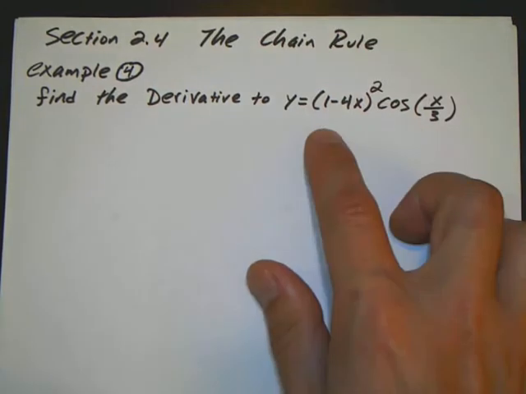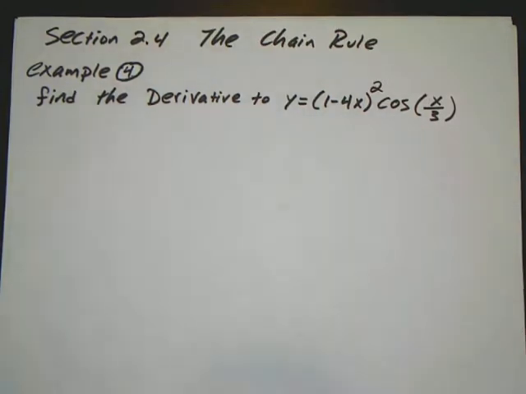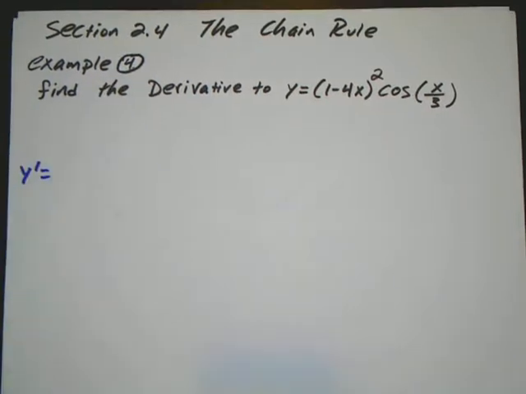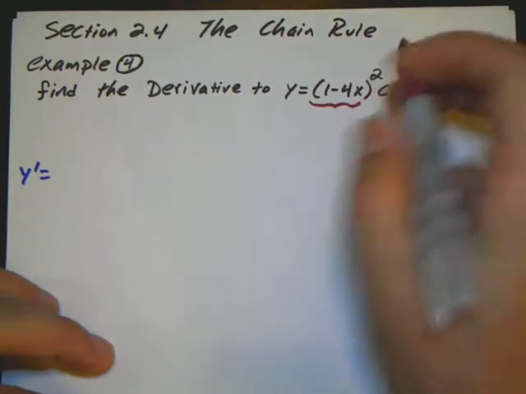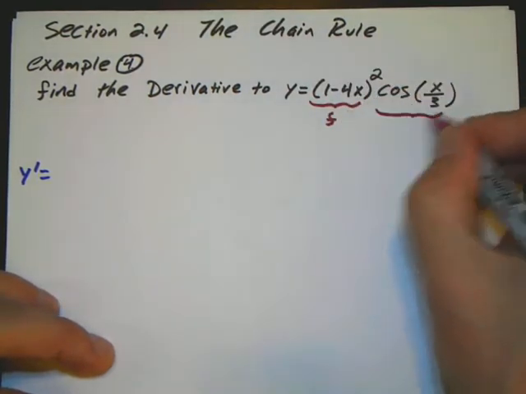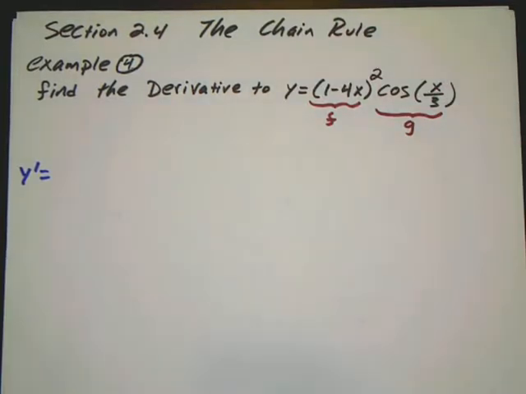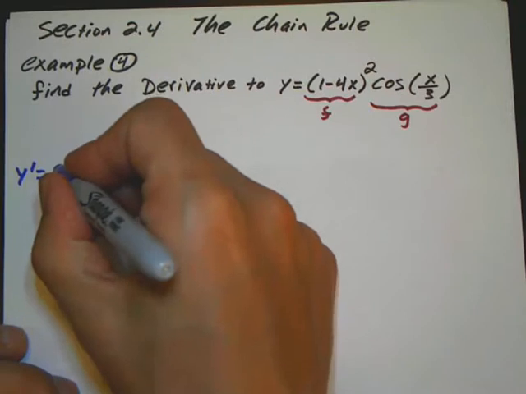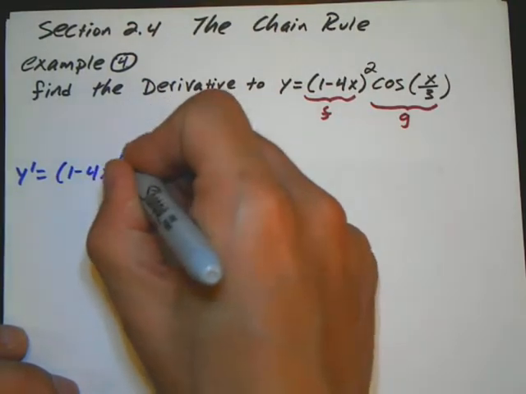So in order to find my derivative, I have to use the product rule. So y prime is going to equal. You can think of this whole quantity that's being squared as the f portion for the product rule. All this cosine expression is going to be the g part of the product rule. So product rule says keep the f the same, so it's going to be quantity 1 minus 4x squared.